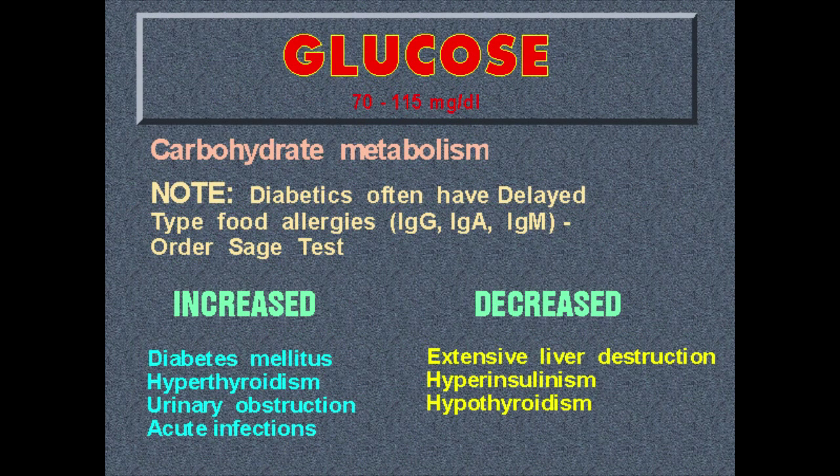Glucose is concerned with carbohydrate metabolism and should not exceed 115 or be less than 70. Diabetes mellitus should come to mind when increased. Also check the thyroid panel for hyperthyroidism and the blood urea nitrogen and creatinine for a possible chronic nephritis. Remember to monitor diabetics under therapy with glycohemoglobin A1C.